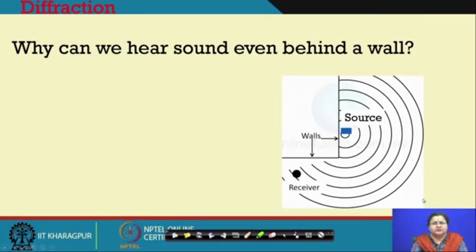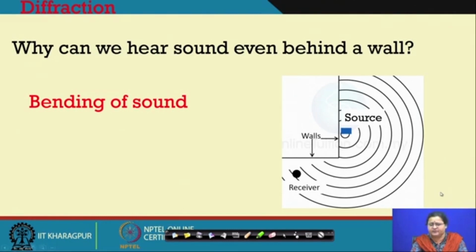Diffraction is nothing but bending of sound. Why can we hear sound behind a wall? Why can we hear sound of a car behind a building? That is because of bending of sound. When the source is also not seen, we can hear some of the sound. That is because sound can bend and go into the receiver's ears.